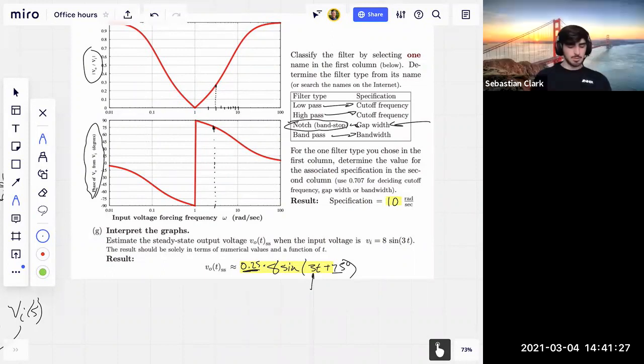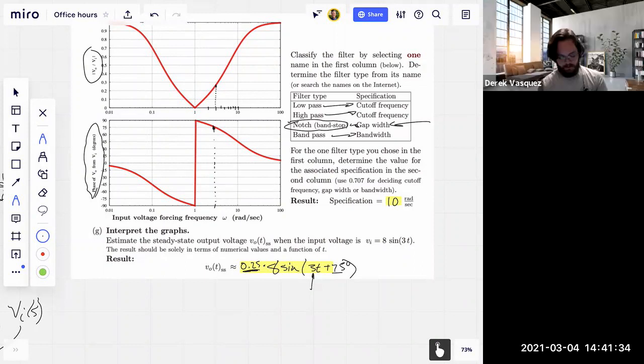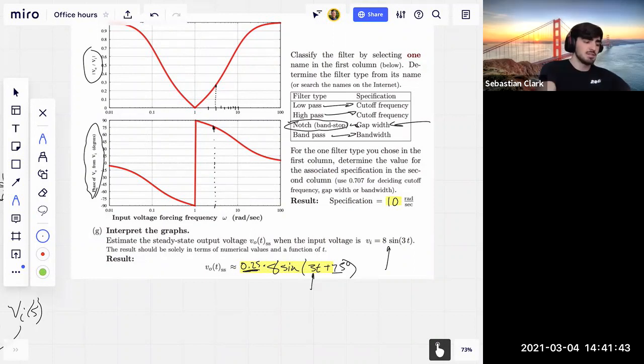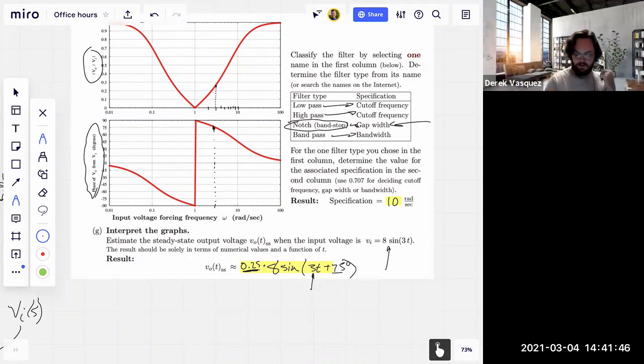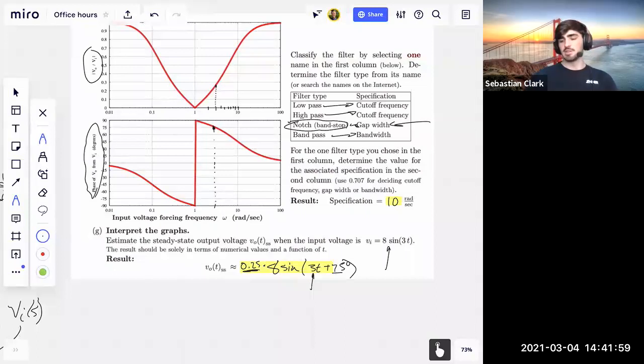One question real quick. Why is it 8 sine 3t? Where did the 8 and the 3 come from? That came from our input here. It told us what our input is, 8 sine 3t. So then we multiply our magnitude ratio by 8. And the 3 is the frequency that we're looking for on our Bode plot. Okay, I didn't see that part of the question. Thank you.